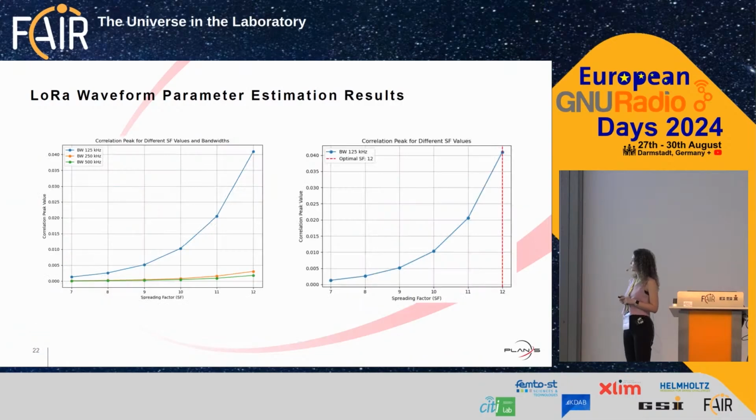You can see the estimation results here. The first graph shows the spreading factor and correlation peak values for the three different bandwidth values. And the optimal correlation is the highest one, as I said. So the second graph shows the estimated values. Spreading factor is 12, and the optimal bandwidth is 125 kilohertz in this case.